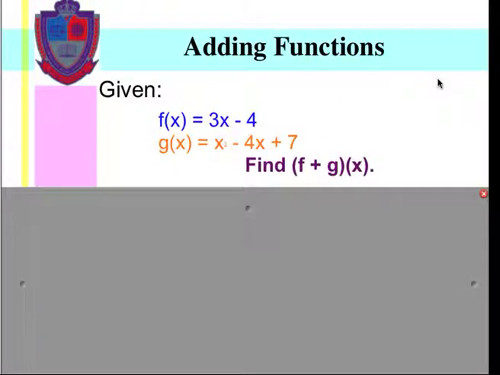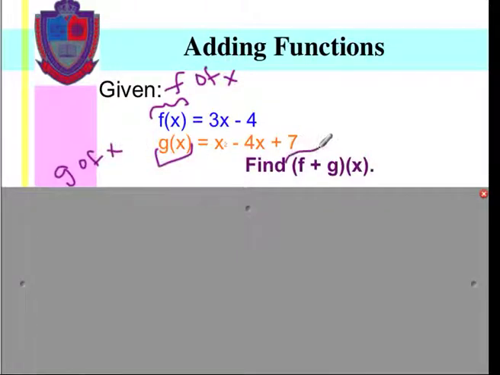Great. Now, let's talk about adding functions. So I'm giving you f of x is equal to 3x minus 4, and g of x is x squared minus 4x plus 7. And I'm asking you, when I combine these, find (f plus g) of x. So you have to be able, guys, to read function notation. So this here, reading it, I'm just going to write it f of x. This one here, we have g of x.